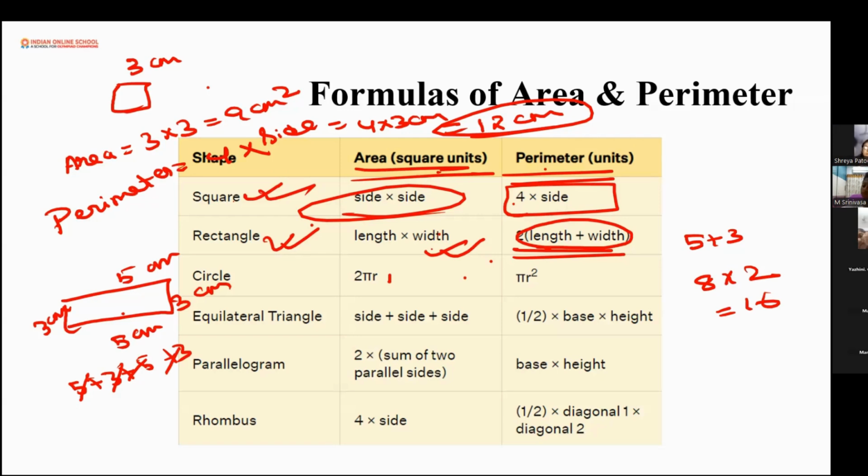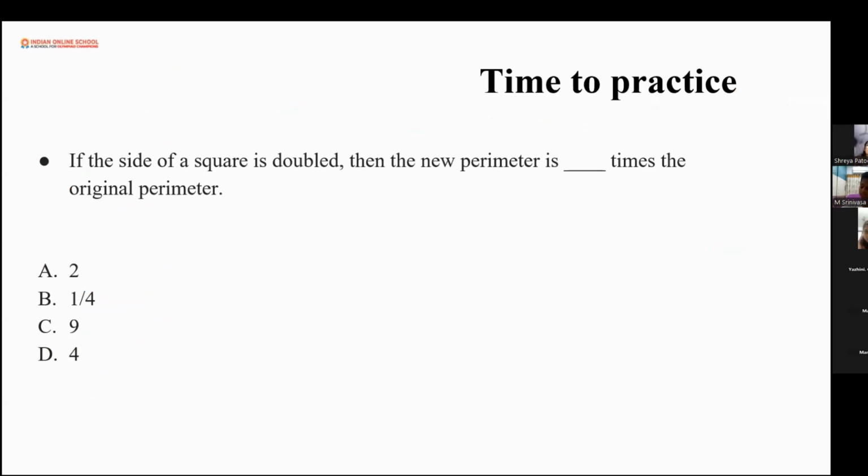Sure. I'll play a quiz at the end. Okay, so that's the formula to area and perimeter of square and rectangle, to keep it short. Next, here are some questions. First question reads, if the side of a square is doubled, the new perimeter is dash times the original perimeter.